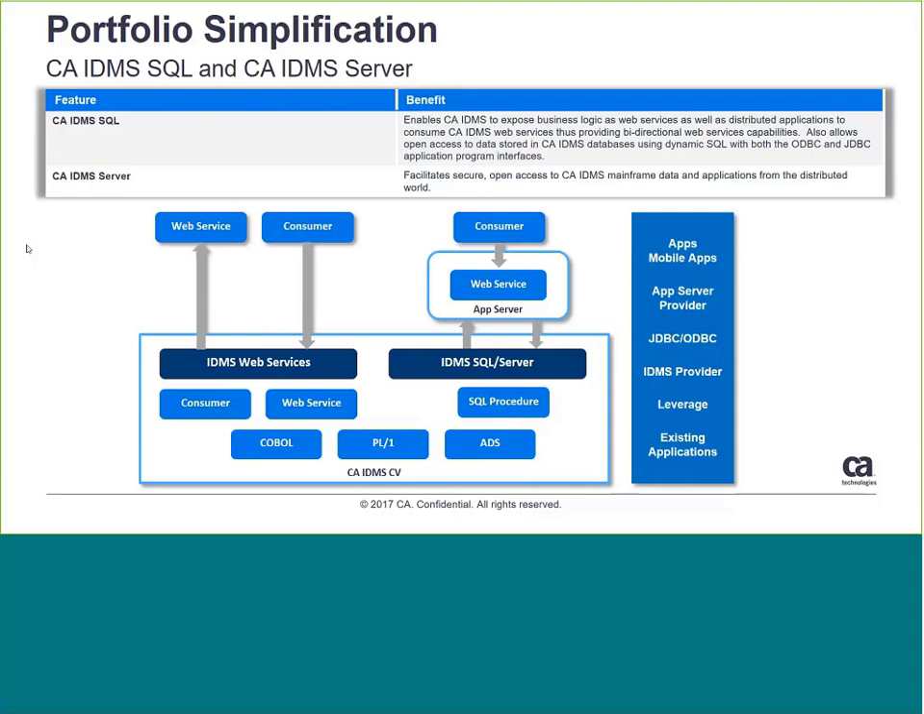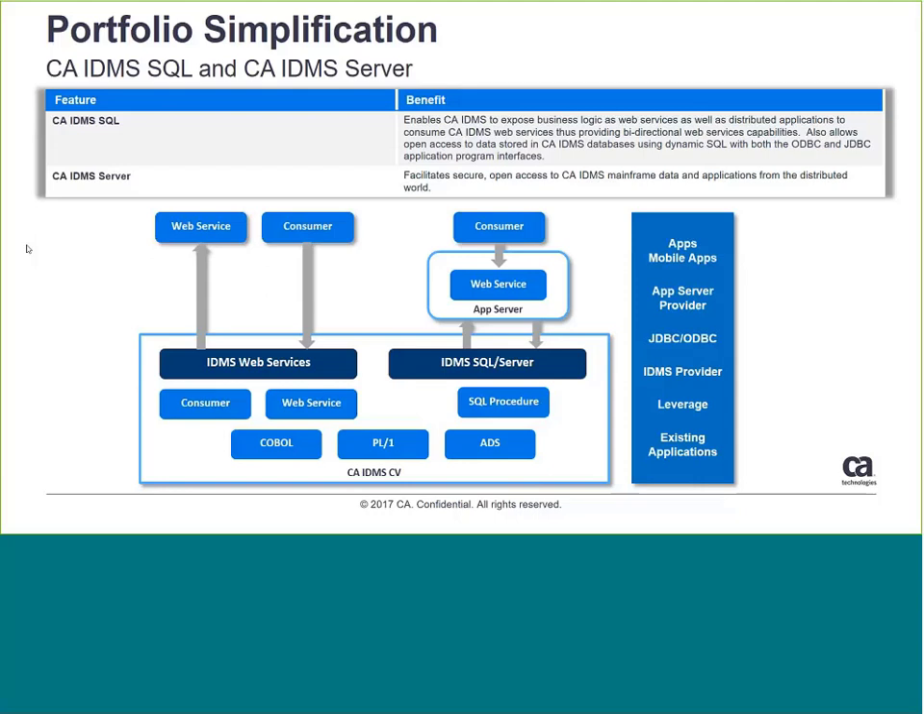But the IDMS Server option, which is what allows new applications that can be running on Windows or running in Java platforms, can be used to build web services with application servers. The server option provides the ODBC and JDBC connectivity, and SQL provides the standard query language.